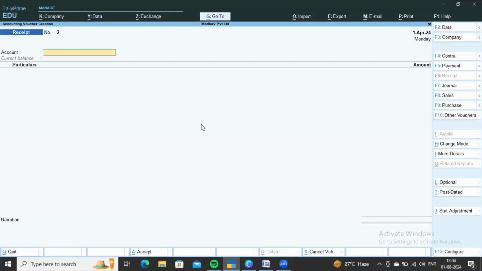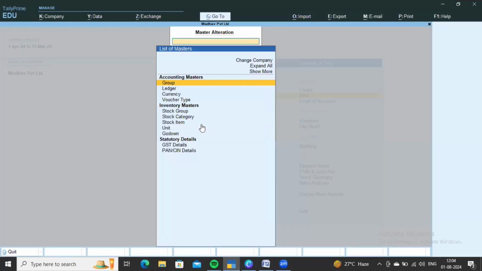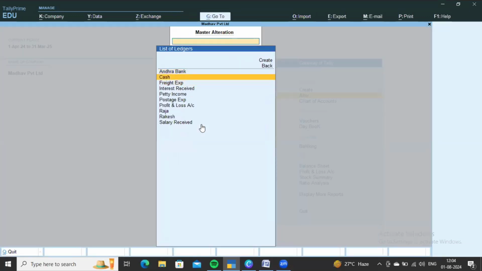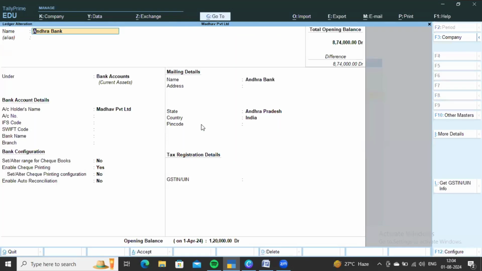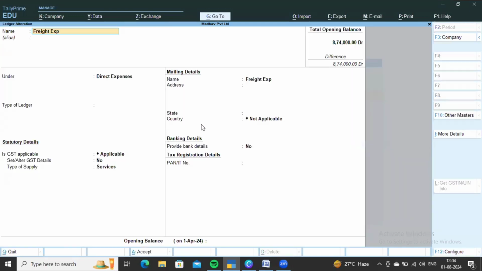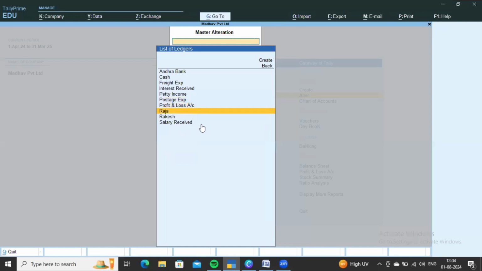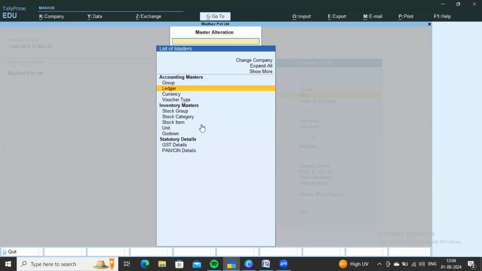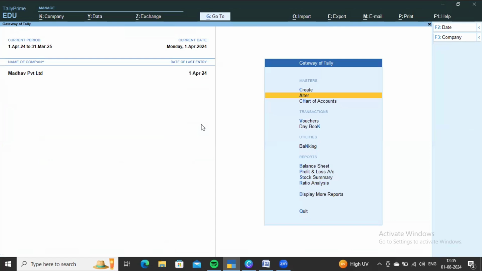I had already prepared the list of ledger accounts. Let me show you. Here are the ledger accounts that I had already prepared: Andhra Bank, which comes under bank account; freight expenses, direct expenses; interest received, indirect incomes; petty income, indirect incomes; postage expenses, indirect expenses; Raja, sundry creditor; Rakesh, capital account; and salary received, indirect income. Now let us enter the transactions in vouchers by using single entry mode only.